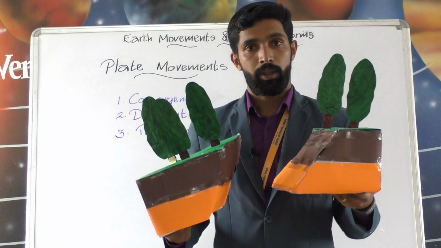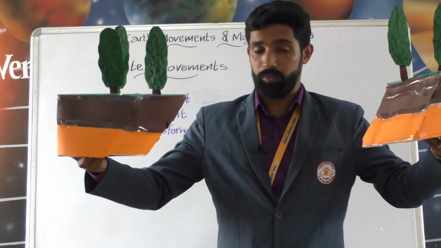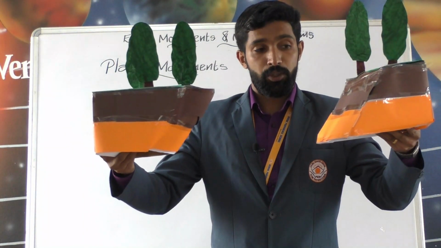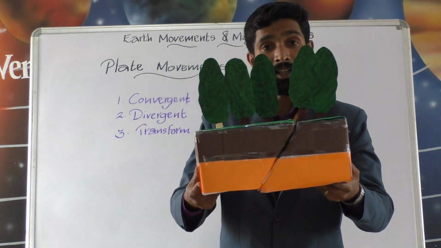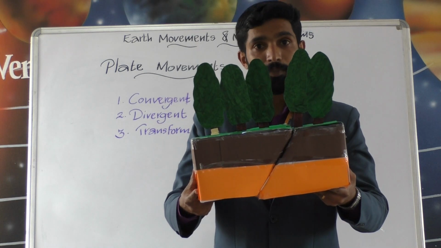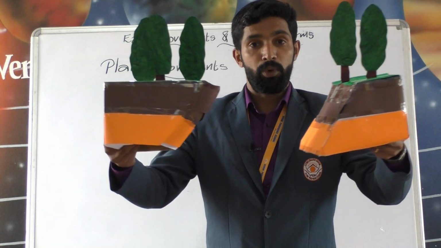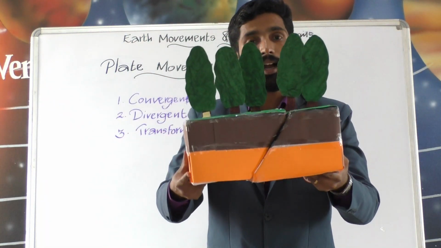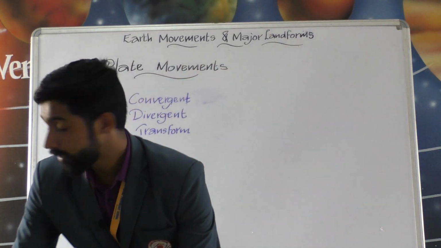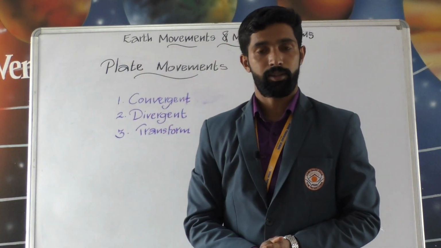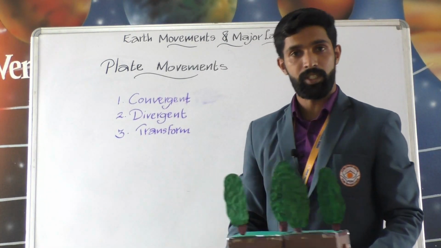See, listen. It occurs when, due to the forces of compression from two sides, two plates move towards each other and they collide. Got it? So, due to the forces of compression, two plates move towards each other and they collide. Got it? So, this is what? The first one, convergent plate movement. We'll come to the next one, that is divergent plate movement.